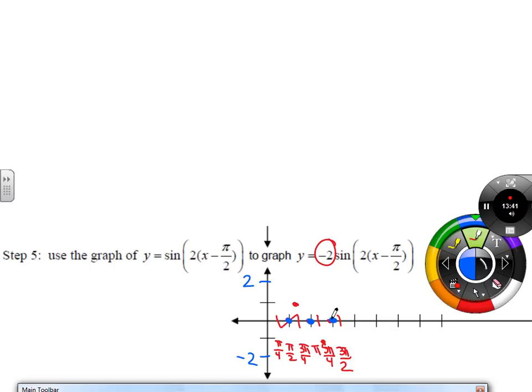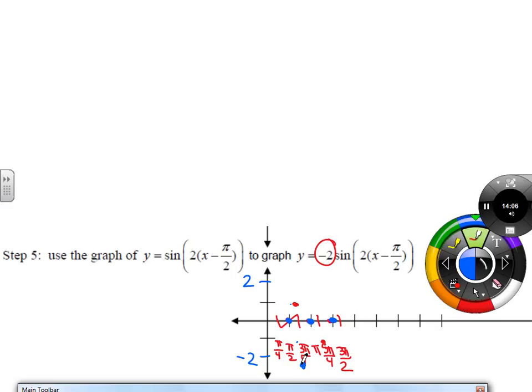All right. Now, right here, we had a maximum at 1. So if we make these 2 changes, 1, it's going to flip over, or we're going to reflect it so that it's going to become a minimum instead of a maximum. And then secondly, instead of reaching 1 unit away from the axis, it's going to reach 1 times 2, or 2 units away from the axis. So this is going to get flipped and stretched to -2.